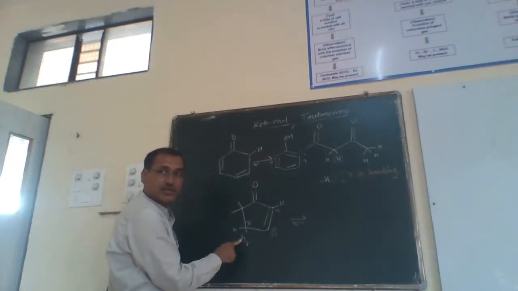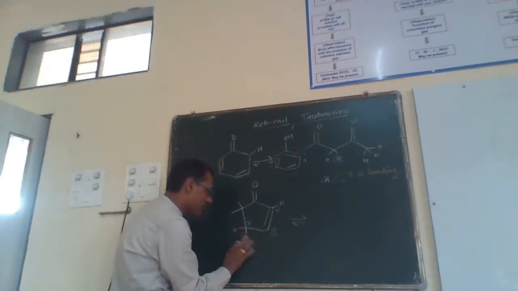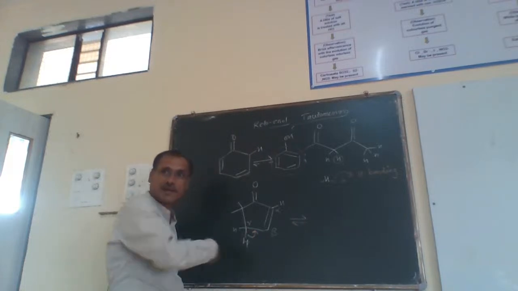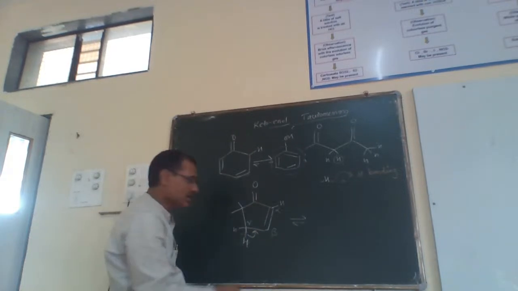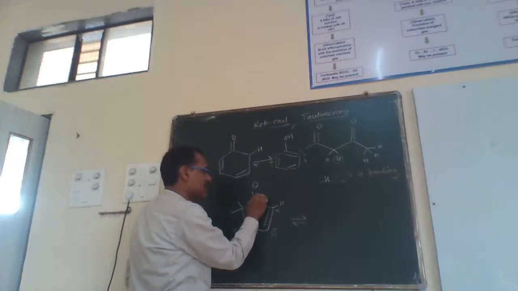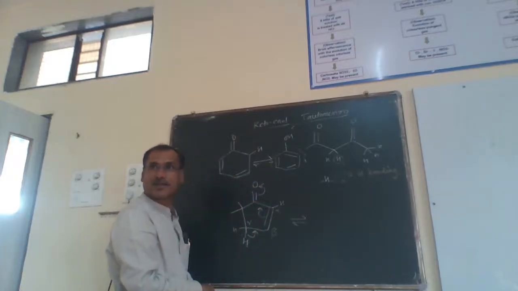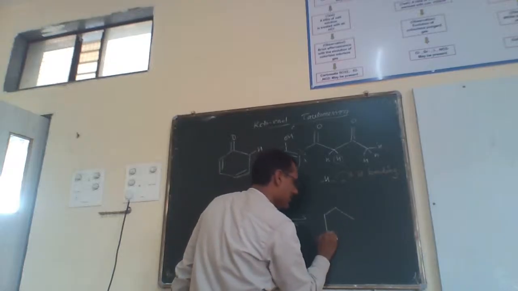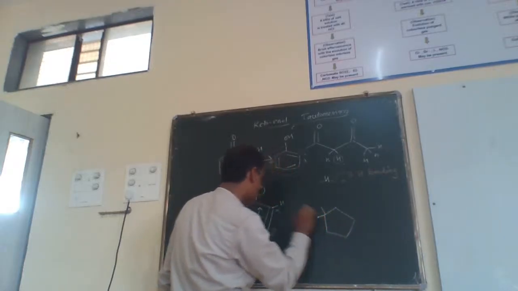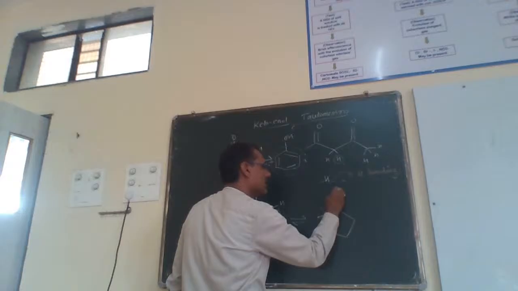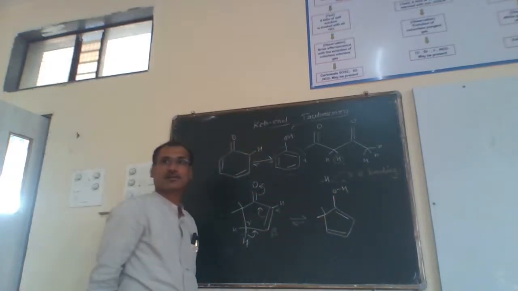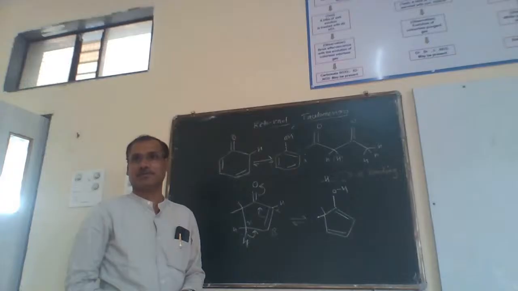The gamma hydrogen goes here, and while going, this double bond comes here. This pi bond, sigma bond becomes pi bond. This pi bond goes here, and this goes here. Okay. So what happens? Very interesting example. Here you got OH. Here you got double bond. Here you got double bond. So this is the enol form of this compound.